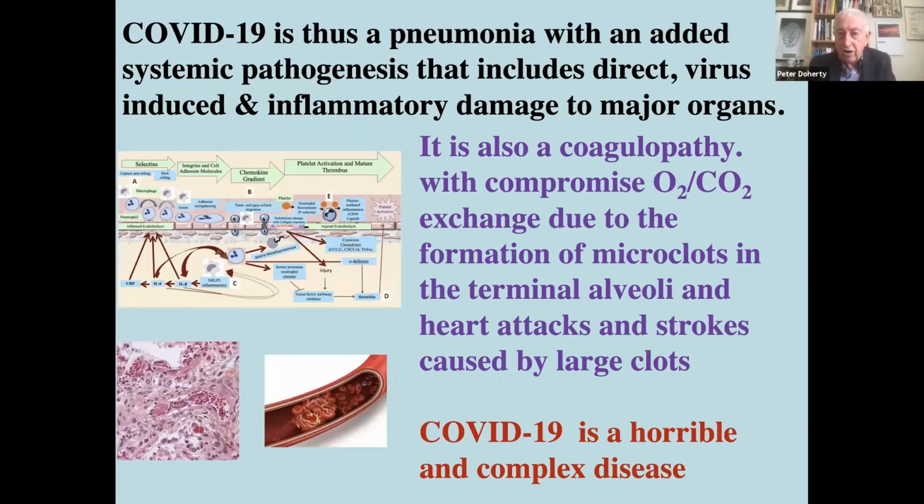And those microclots are stopping gaseous exchange. And if you can't get oxygen, you're gone. And that's why oxygen is so important. That's why people are going on ECMO machines. An ECMO machine is a machine that basically oxygenates your blood. It's like a heart-lung machine.